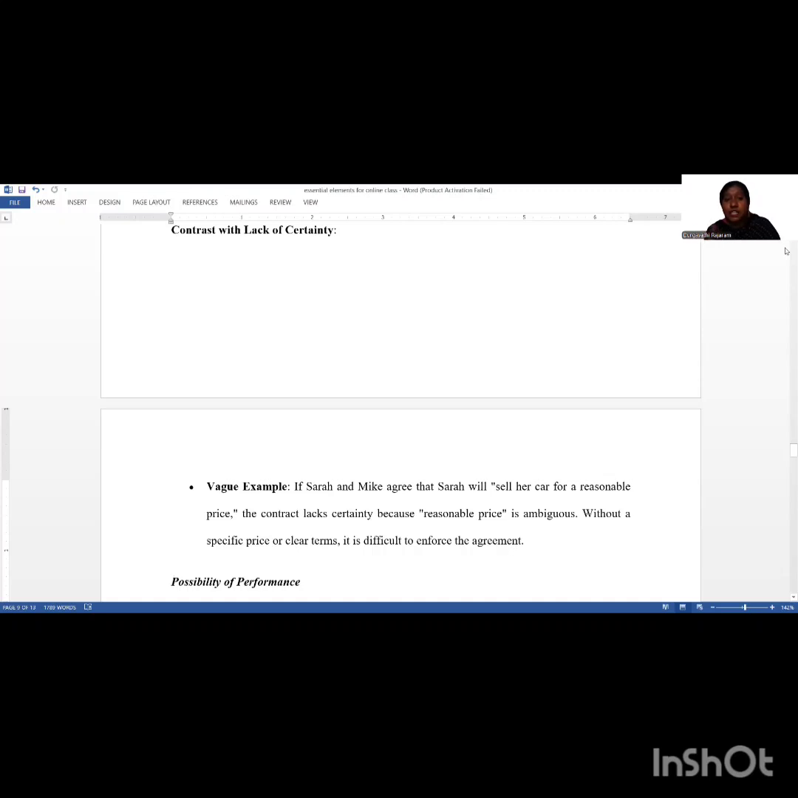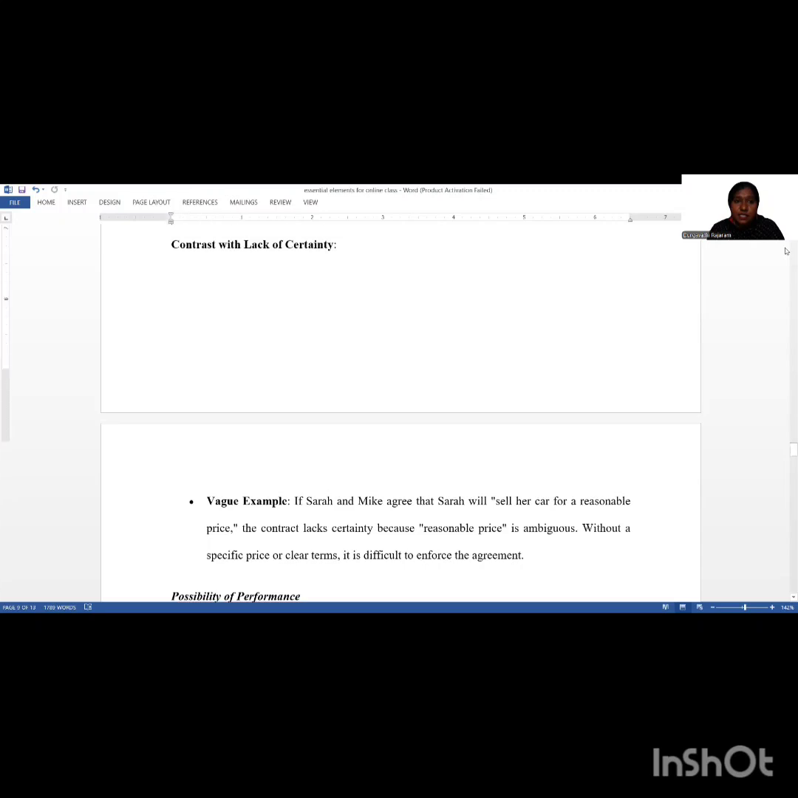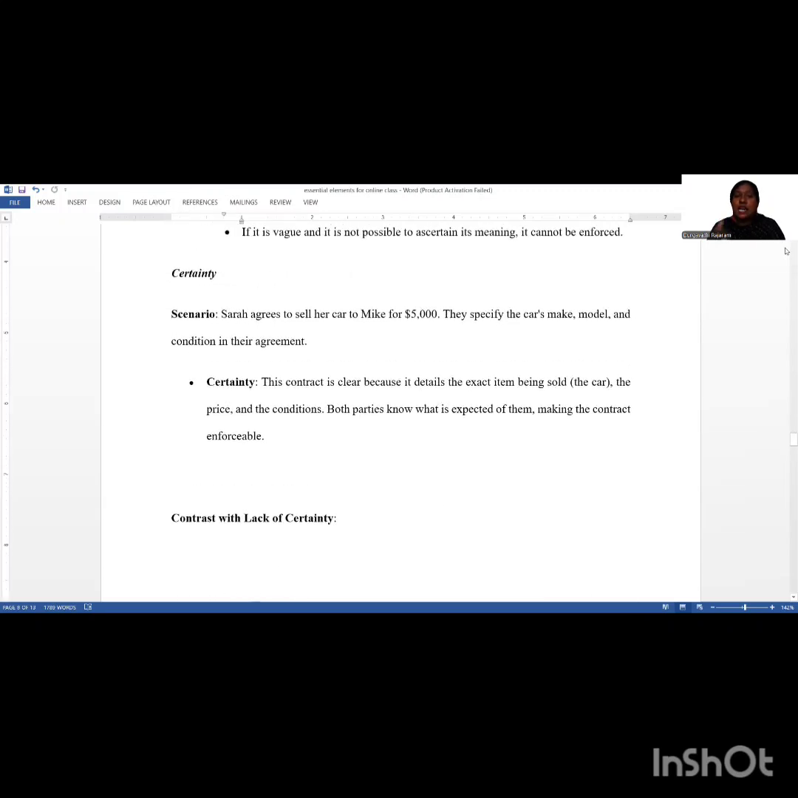Without a specific price or clear terms, it is difficult to enforce the agreement. For example, in the previous case we have seen, Sarah agrees to sell her car to Mike for $5,000. Now it is clear in terms of money how much he's going to pay Sarah, and the car make and model. Now it is a proper contract, and it is enforceable by law.